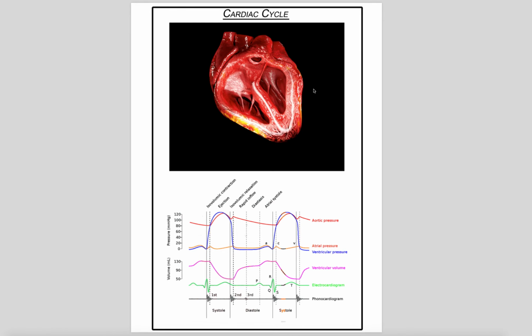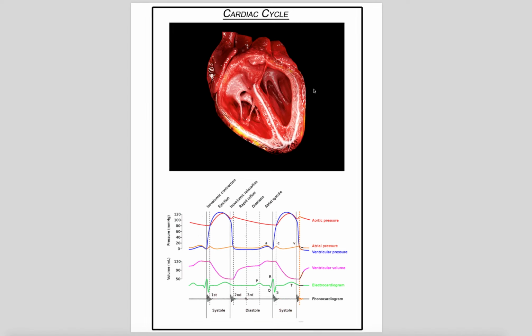Once we hit the T wave, we start to repolarize the ventricles. So at this point, the ventricles are starting to repolarize, and they're starting to relax, and then right here we have closure of all the valves again, and this is known as isovolumetric relaxation. So the ventricles are in diastole, and all of the valves are closed, and then the cycle begins again.